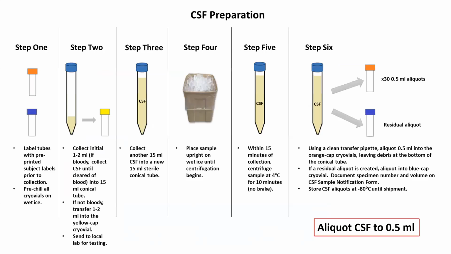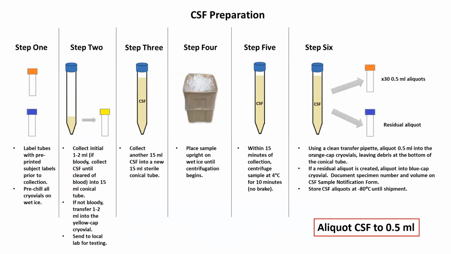And once the CSF is not bloody, transfer the first 1 to 2 mLs you have into the yellow cap cryovial. This will not be sent to us. This will be sent to a local lab for testing. Once you have filled the yellow cap cryovial, then we ask you to collect another 15 mLs of CSF into a new and sterile 15 ml conical tube. Immediately after collection, place upright on wet ice until you can get it to a centrifuge.